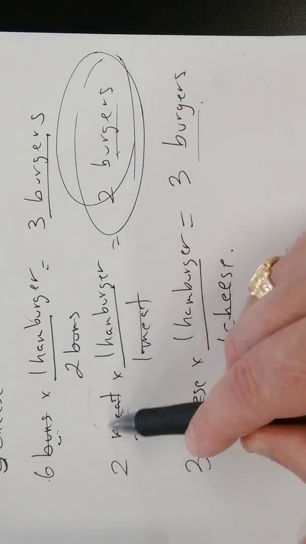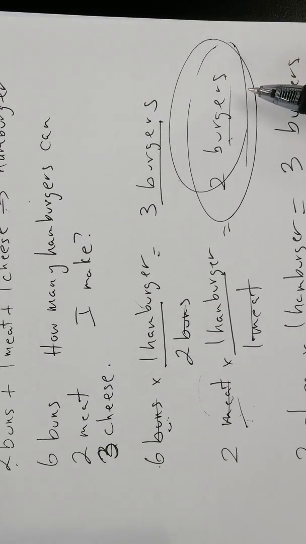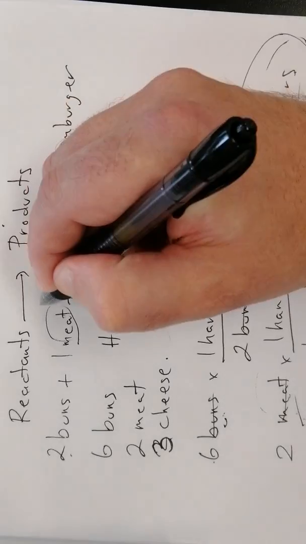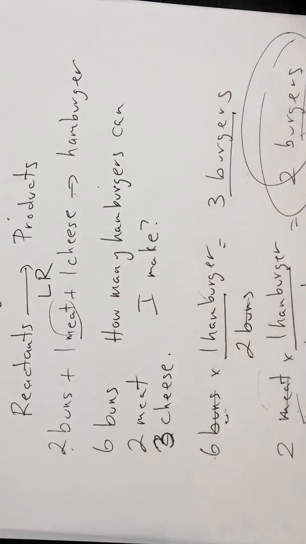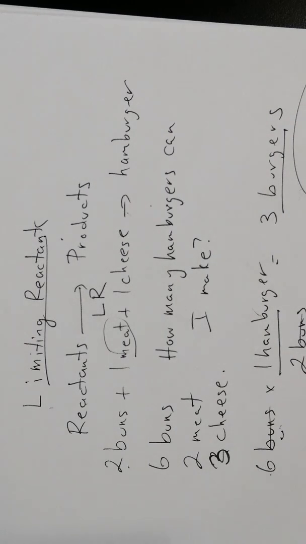So the maximum number of burgers I can make is 2. And then meat becomes, in our equation back here, what we call the limiting reactant, LR, the limiting reactant. So this same sort of logic works for these questions with the chemical equations.